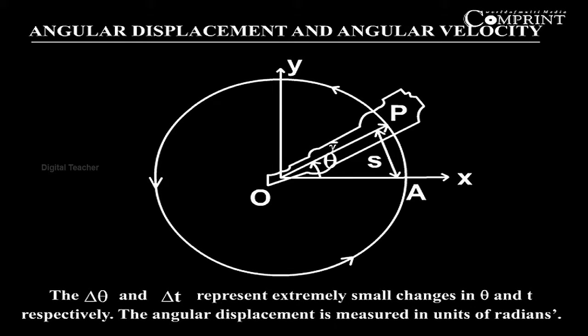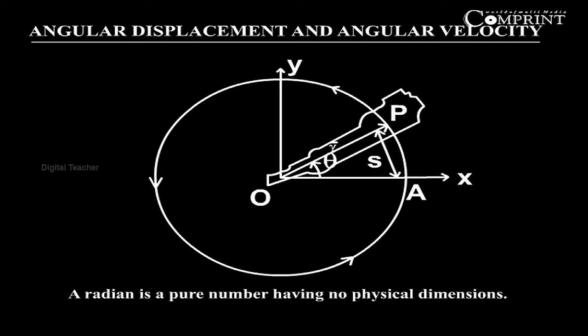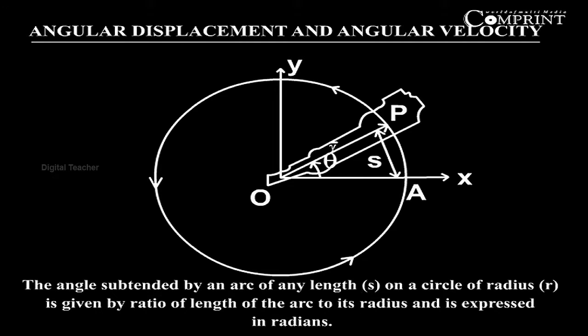The del theta and del t represent extremely small changes in theta and t respectively. The angular displacement is measured in units of radians. A radian is a pure number having no physical dimensions. The angle subtended by an arc of any length s on a circle of radius r is given by the ratio of the length of the arc to its radius, and it's expressed in radians.